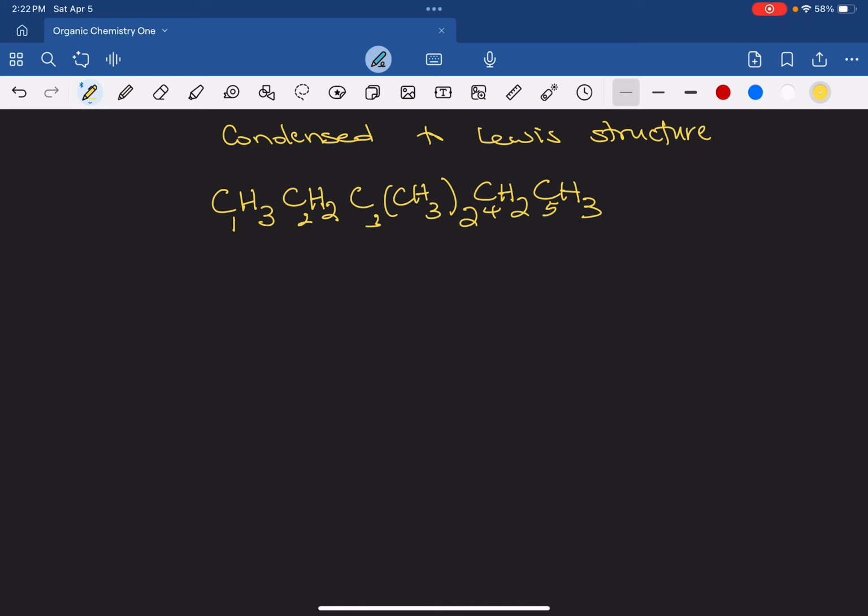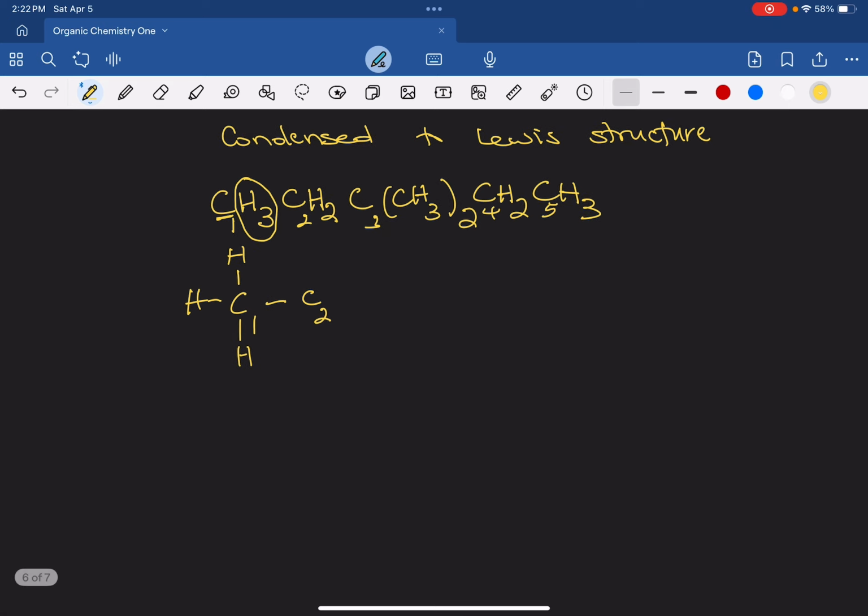right? Carbon number one is connected to carbon number two, right? We're gonna start there. This is carbon one. These three hydrogens that are in front of carbon one are on carbon number one. Remember, the carbon needs four bonds, right? That's something you can use when you have a structural formula.